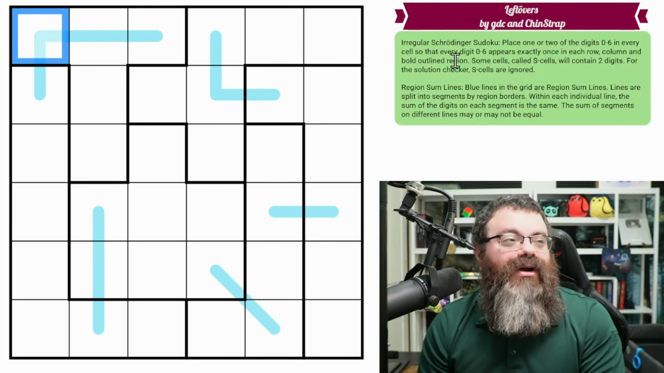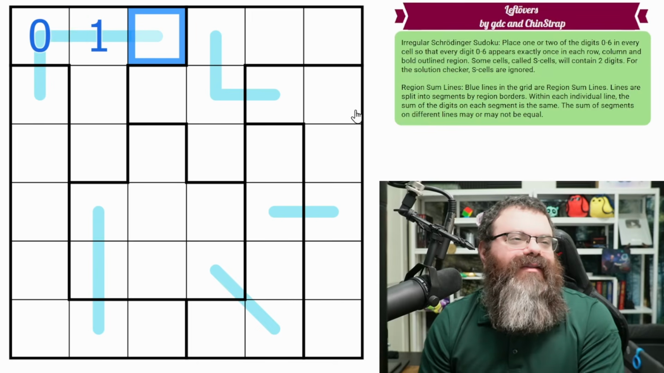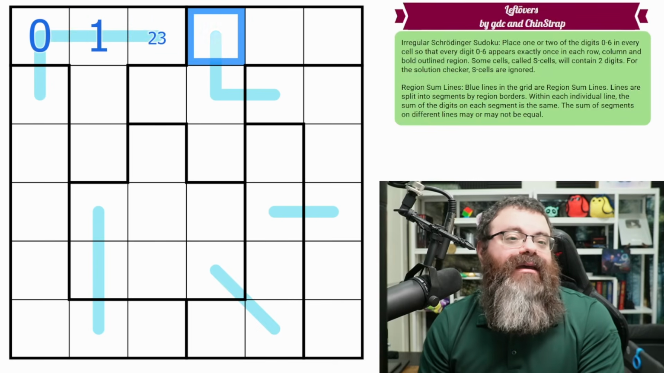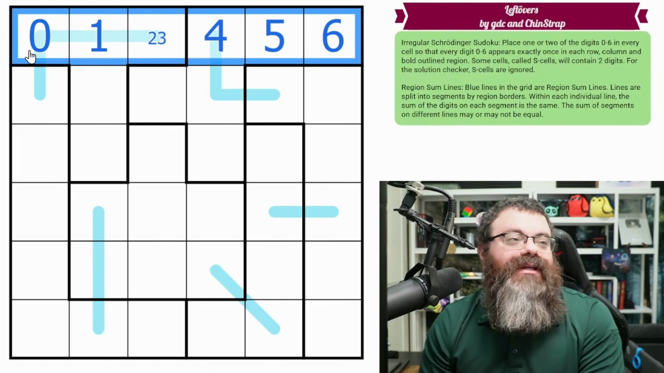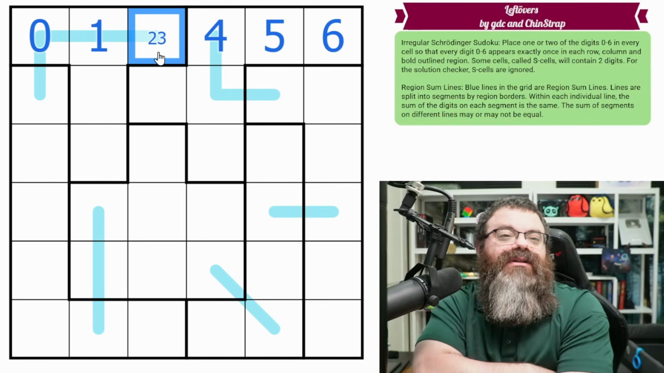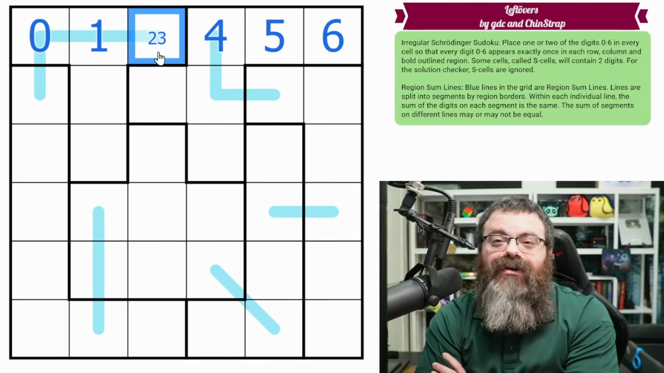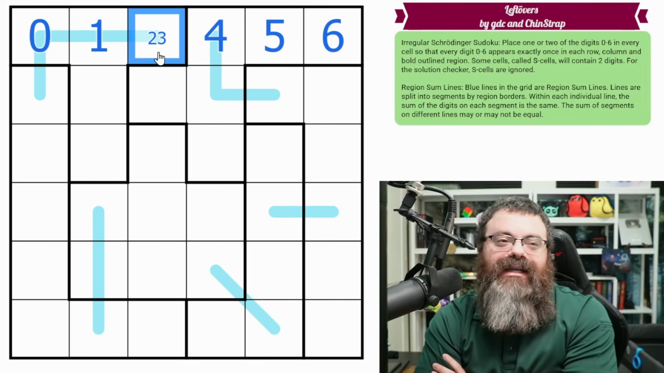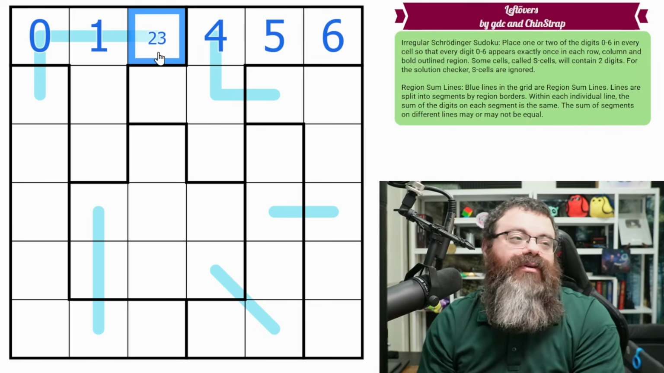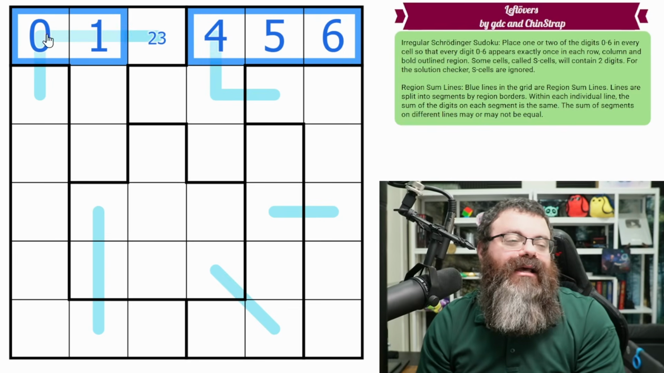But for example, this row could be filled with 0, 1, and then this could be maybe 2 and 3, and then 4, 5, 6. So now this row, as you can see, has all of 0 through 6 once each. Now in terms of the solution checker, as long as you have the correct S cells, whatever you decide to put in there won't be solution checked. It'll only solution check the big digits.